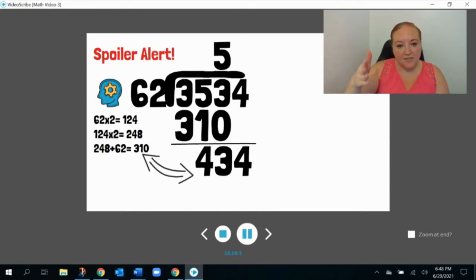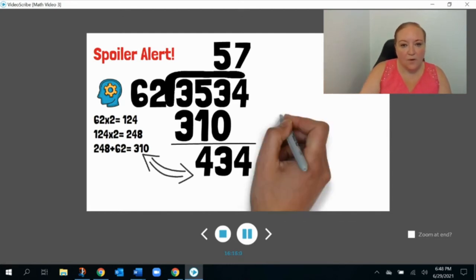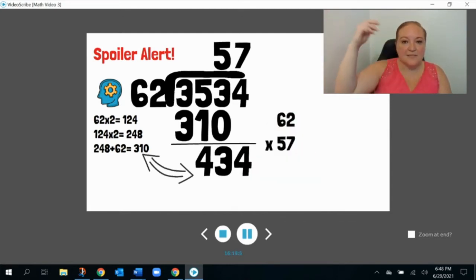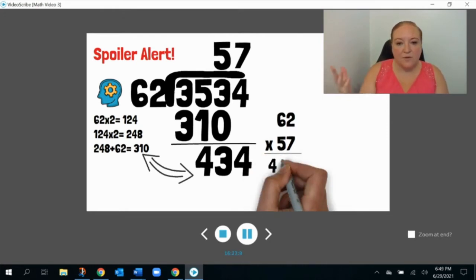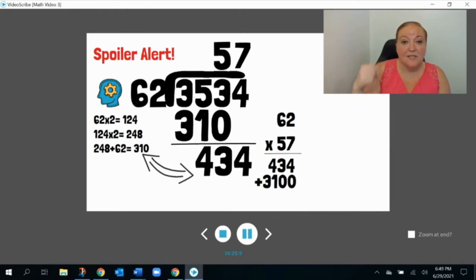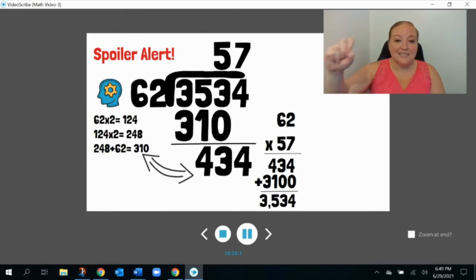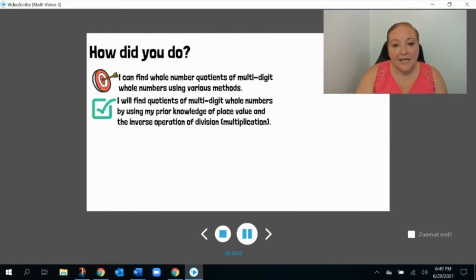So the 43, and I brought down the 4. Now I'm thinking, how many more times does 62 go into 434? And I was like, okay, 310 plus 124 is, so I did 7 times 62, which came out to 434. So now I'm going to check my multiplication. 62 times 57. And so I got 434, 3,100, and that equaled 3,534, which was the same as my number inside. Okay. So that's how I know that I did it right.